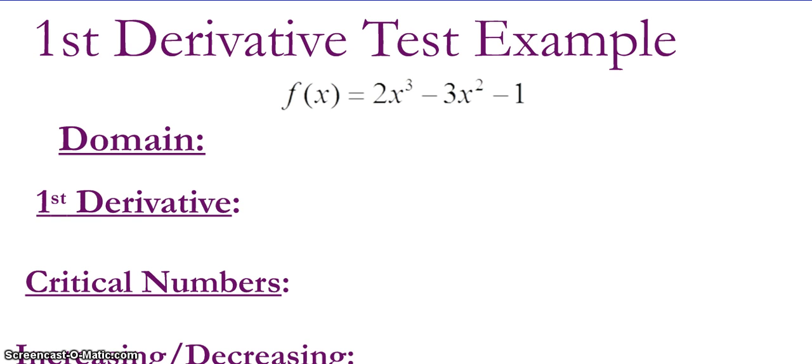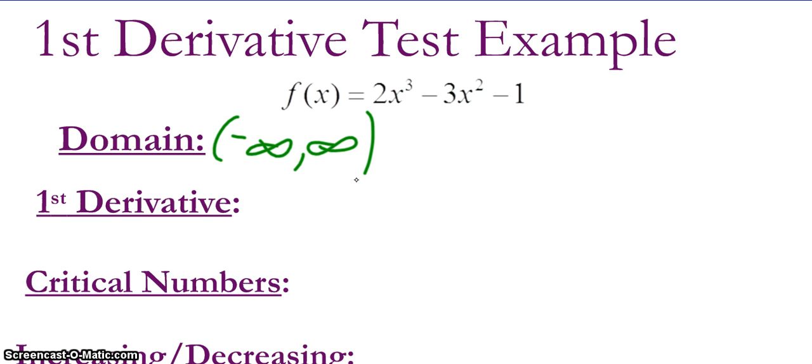Alright, if we have the function f of x equals 2x cubed minus 3x squared minus 1. We're going to go through a bunch of steps here. So first, let's talk about the domain, because we want to know the interval that we're working on. So the domain of this function, anyone? Okay. You guys are still quiet. It's alright. Negative infinity to infinity.